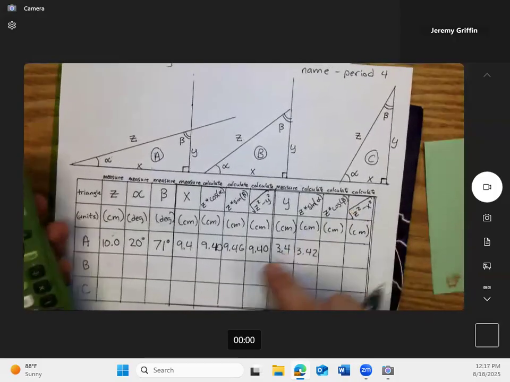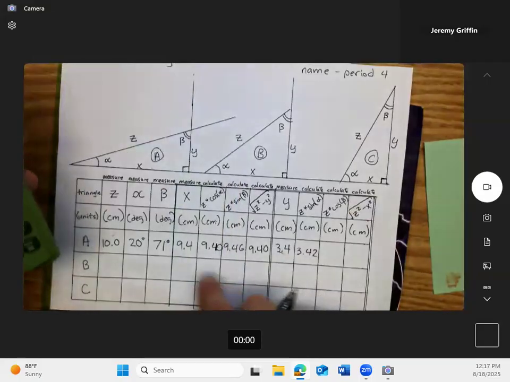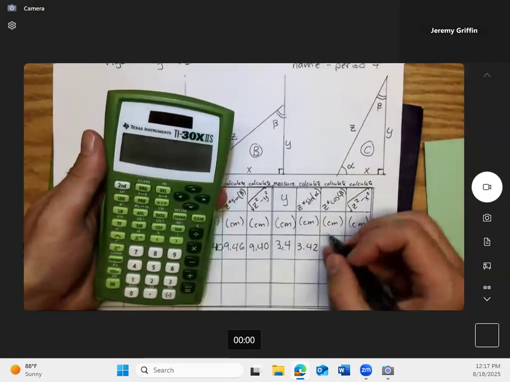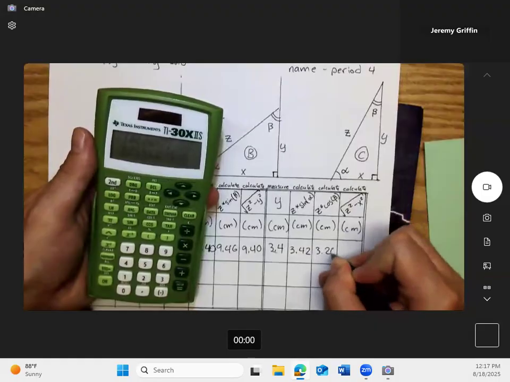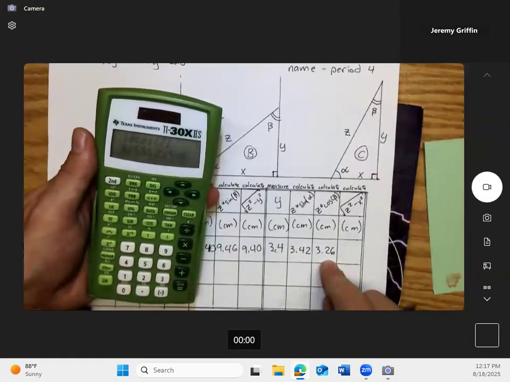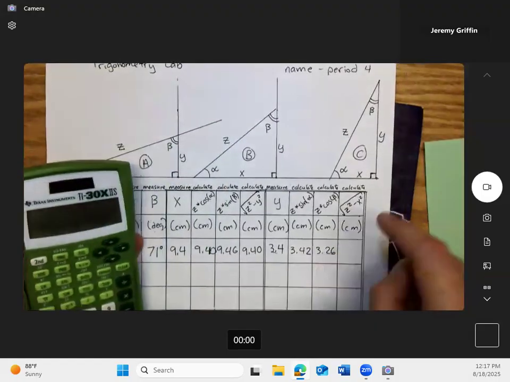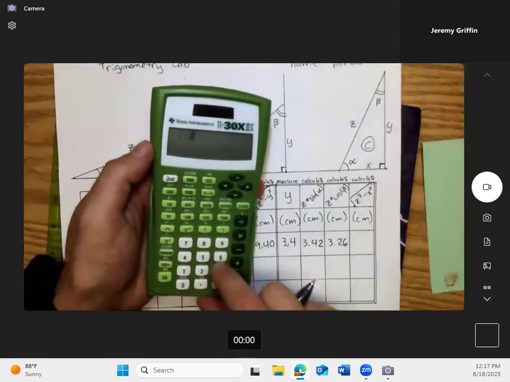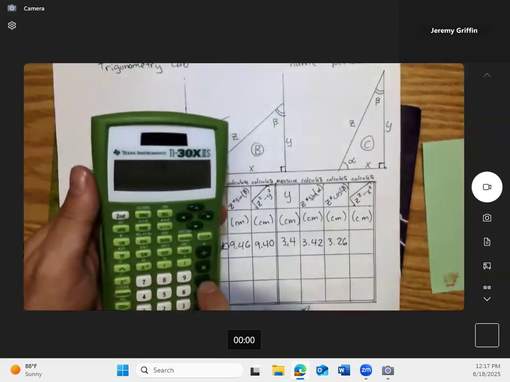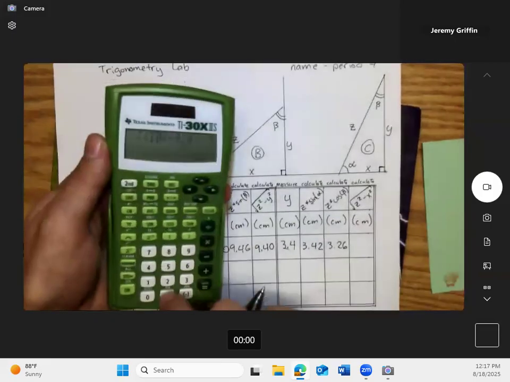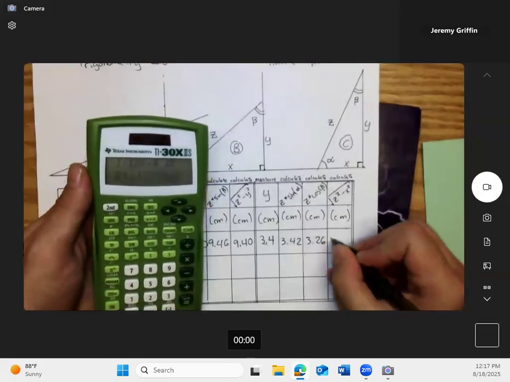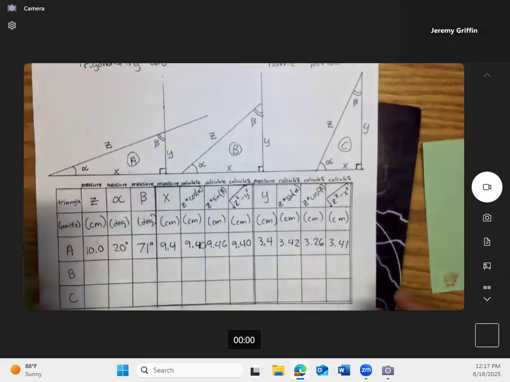Z cosine beta. Z cosine. My beta was 71 degrees. That gives me 3.26. Okay, so it's off a little bit more, but it's pretty close anyway. So that's good. And then reverse Pythagorean theorem. Square root of z squared minus x squared. 3.41. Ah, it's also right in there.